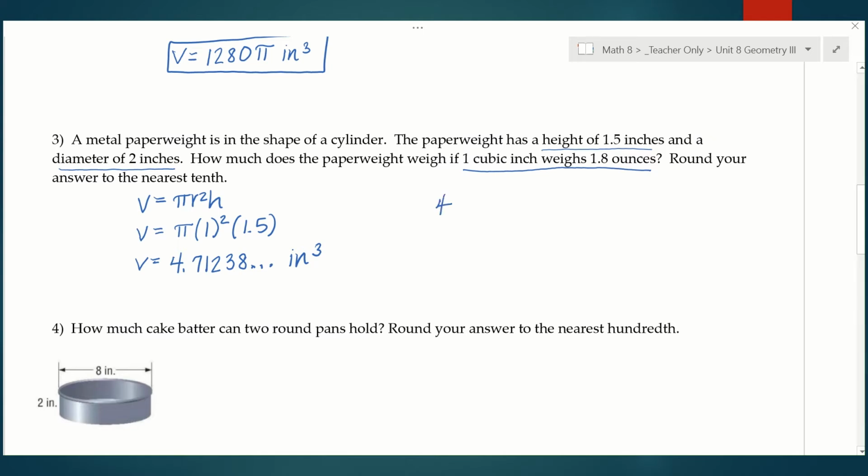So we're going to take our number. Now it says to the nearest tenth. And so when you multiply this out, I'm going to get 8.46. So to the nearest tenth, that's 8.5 ounces.